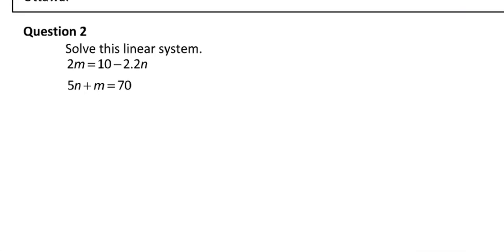All right, solve this linear system. So, all right, we got m's and n's this time. Doesn't really matter. I think the easiest one here is probably to solve for m first, right? Get m on its own.